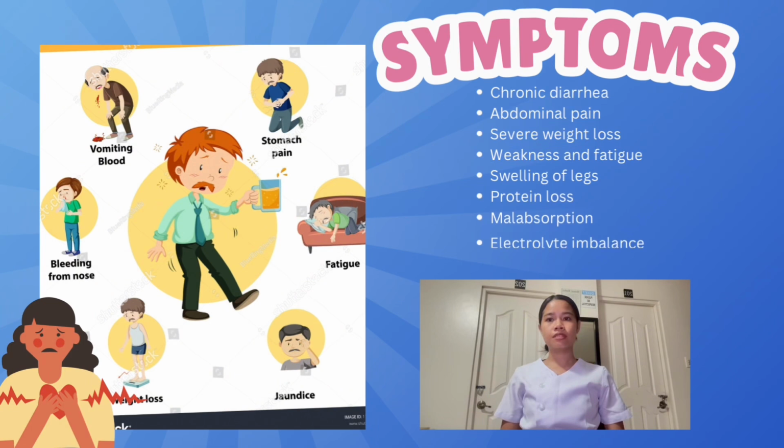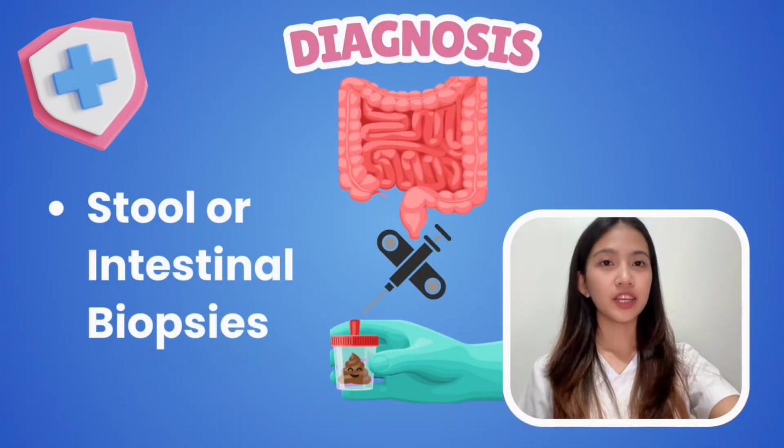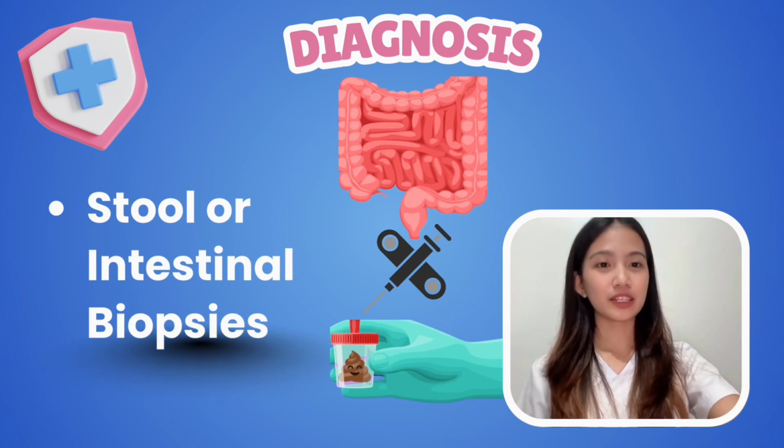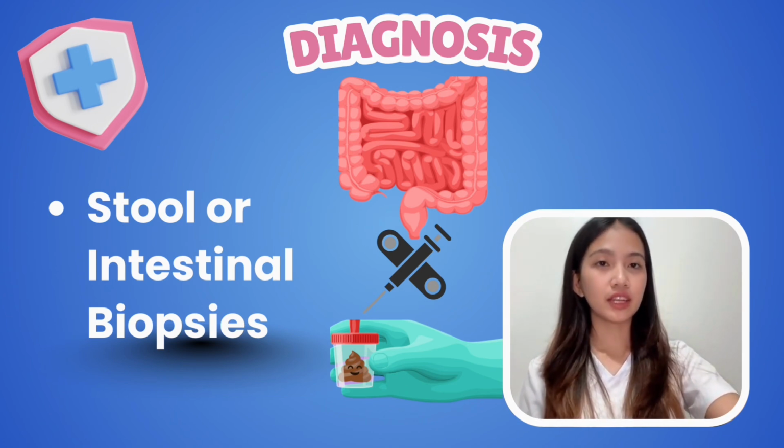Capillariasis symptoms: chronic abdominal pain, severe weight loss, weakness and fatigue, swelling of legs, protein loss, malabsorption, and electrolyte imbalances. For the diagnosis of capillariasis, the specific diagnosis is established by finding eggs, larvae, and adult worms in the stool or in intestinal biopsies.